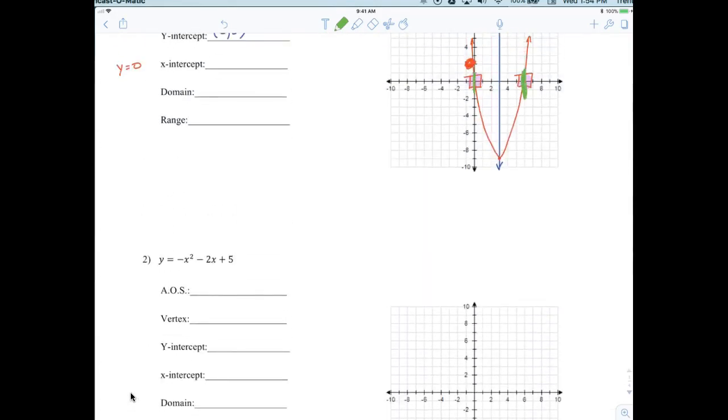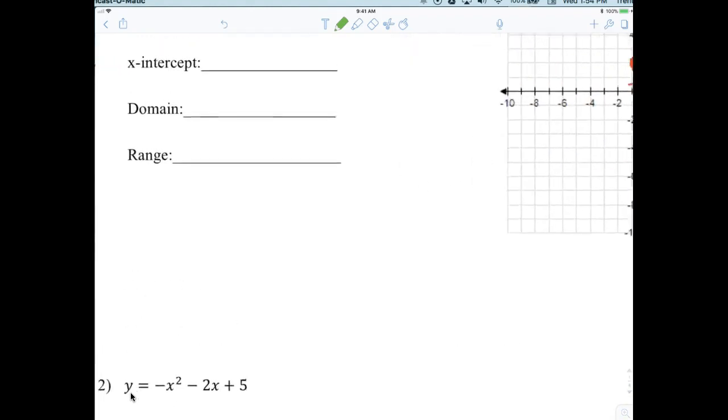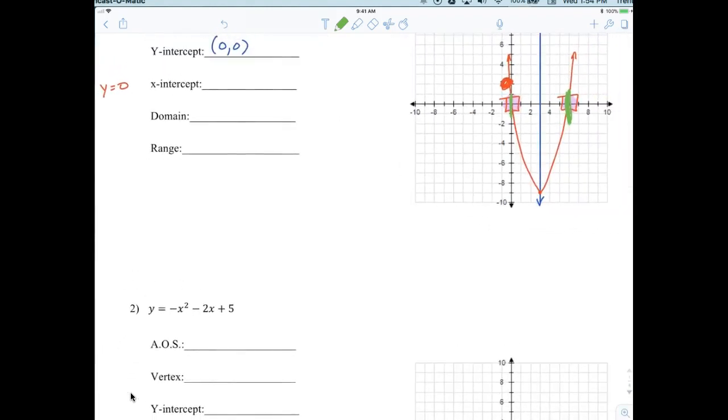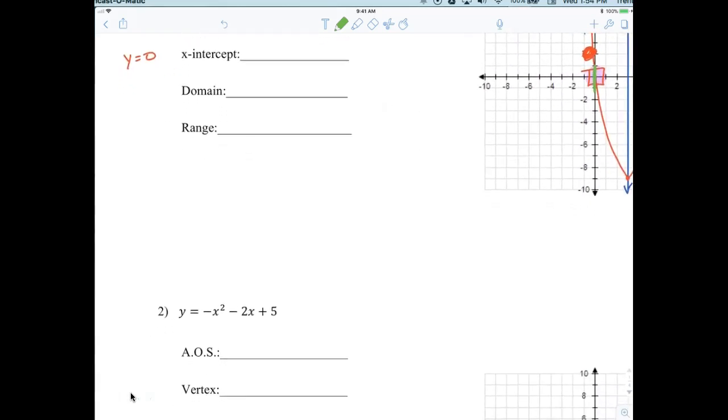Oh, sorry. Thank you, Walker. I went too fast. The domain. Now remember, right next to the domain, again, I want everybody to write down for the domain, those are simply what? The X values that you're allowed to use.